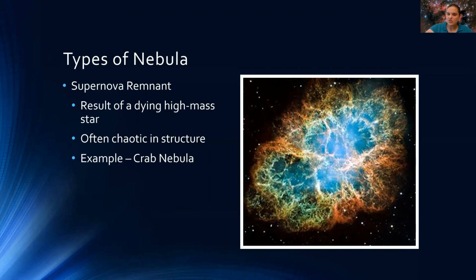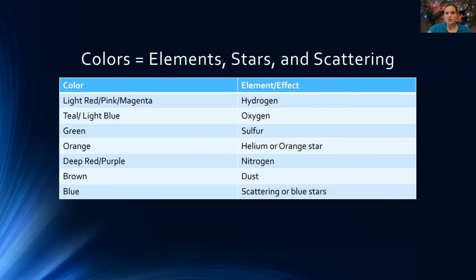So let's look at, from the standard images, what these colors represent. Usually colors represent what types of elements they are, like the stars that are around them, and if they're scattering. So many of your hydrogens from a standard image give you your pinks and your light reds and your magenta colors, whereas your oxygens are often your teals, light blues, and sometimes greens. Your deep greens are your sulfurs. Your oranges are your heliums, or sometimes if there's an orange star nearby that's lighting up the gas and the dust, it gives that an orange hue. Deep reds and purples are your nitrogens, and browns are just excess gas that's being lit up.